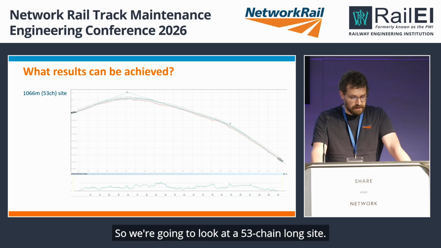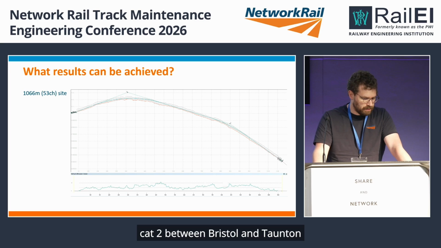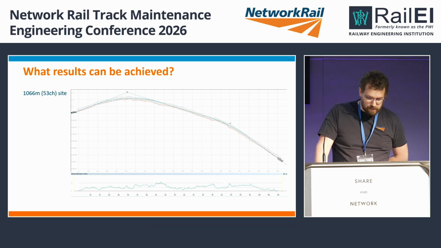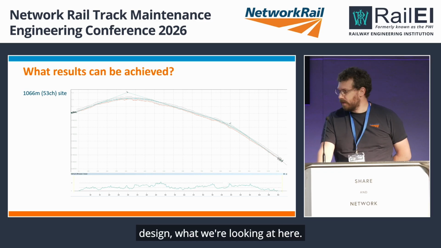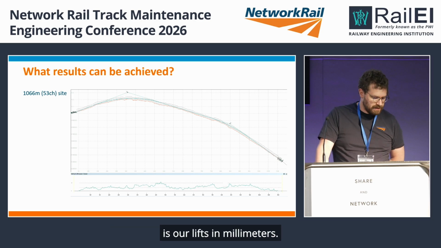So we're going to look at a 53 chain long site. It's 100-mile-an-hour track, Cat 2, between Bristol and Taunton on the Great Western Main Line. So there's the 53 chain site, and we've managed to do a vertical design with what we're looking at here. The top plot is our levels, and the bottom plot is our lifts in millimeters.